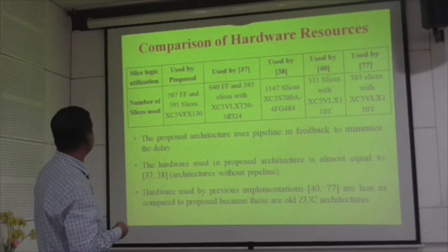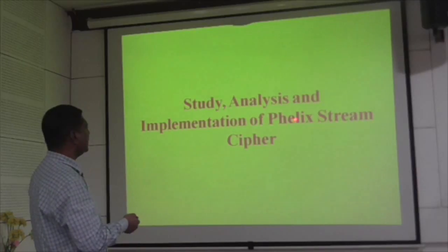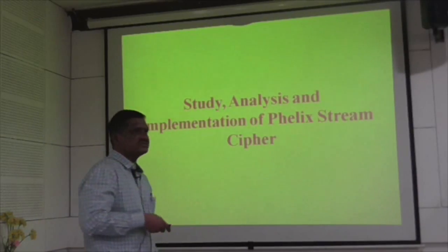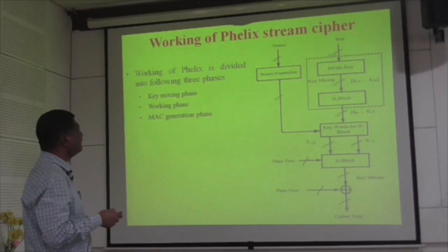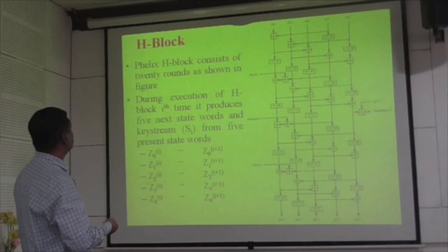This is throughput justification again. Then here, I have taken the next algorithm, which is nothing but the Felix. Now here, this is the flow of the Felix. What is our contribution here?